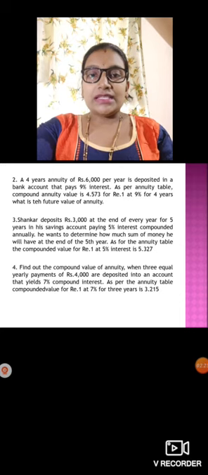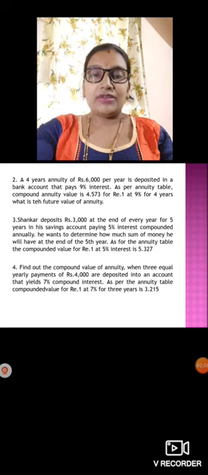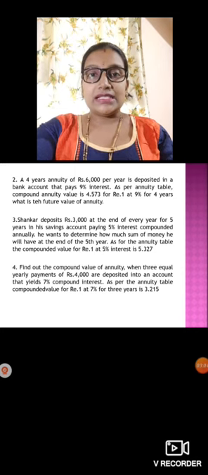Okay. Then third problem you have. Shankar deposits rupees 3,000 at the end of every year for 5 years in his savings account, paying 5% interest compounded annually. He wants to determine how much sum of money he will have at the end of the 5th year. As per the annuity table, the compounded value for rupee 1 at 5% interest is 5.327. So here the amount invested is 3,000, and the factor rate, compounded annuity value, we have 5.327. These two have to be considered. 3,000 into 5.327. Write the formula, then insert the values in that, then get the answer.